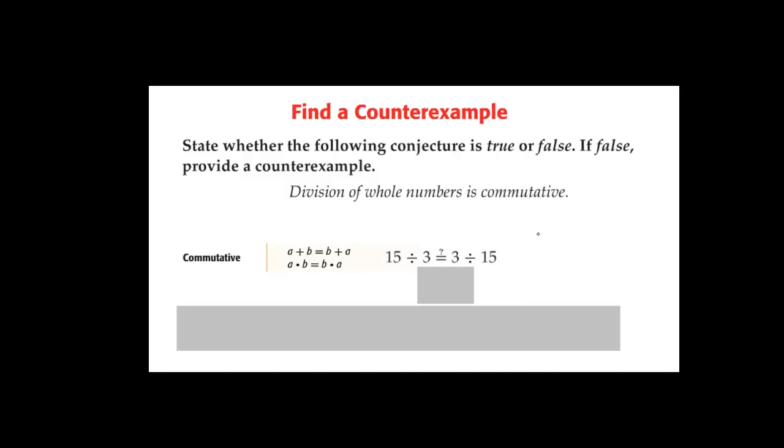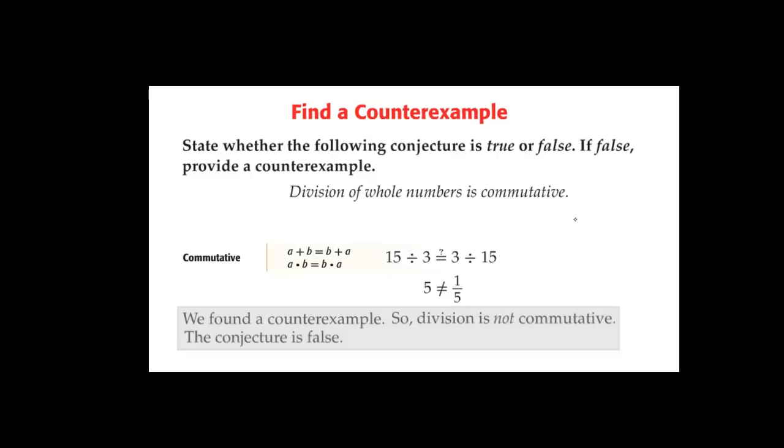Is 15 divided by 3 equal to 3 divided by 15? Well, on the left, 15 divided by 3 is 5. But 3 divided by 15 is 1 over 5. Those two things are not equal. So then that is a specific counterexample. So then this is false. Division of whole numbers is not commutative, and we have provided a counterexample.